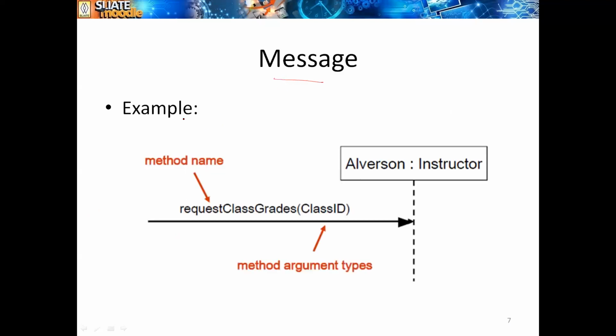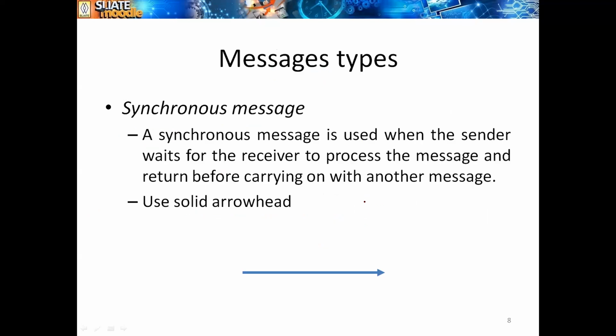Message. For example, for my method name, request class grade and class ID, after that the method argument type. You can check the argument type, right? You can practice. Message types.